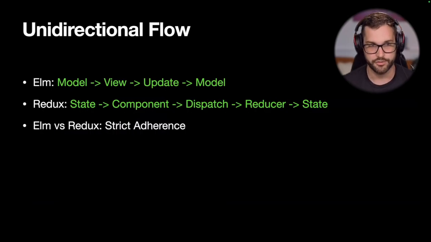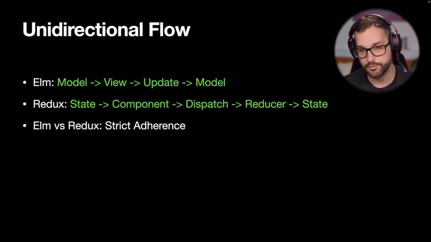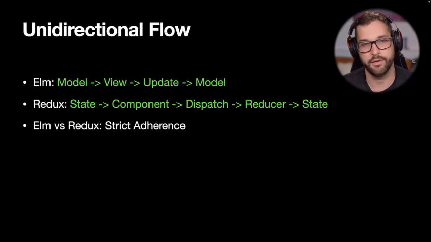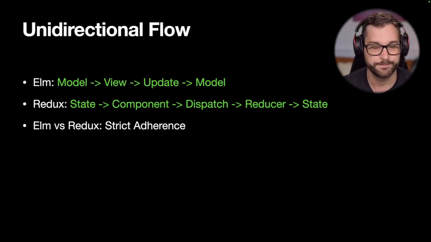Number 1, Unidirectional Flow. So in Elm, the only way to make updates to your application and to your view is through the model. You make a change to the model, it gets propagated to your view. Your view allows for updates through user interactions or through subscriptions as well. But either way, your update function handles that, and that updates the model, which then gets cycled into the view. So there's only one way for changes to be propagated or for state to be propagated through your application.